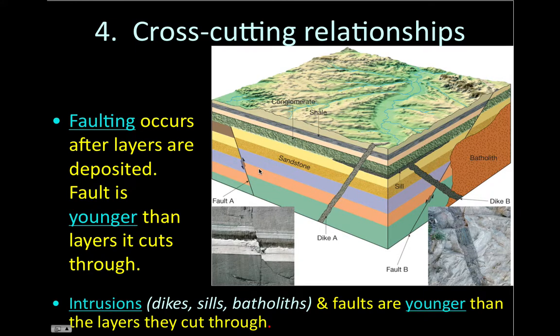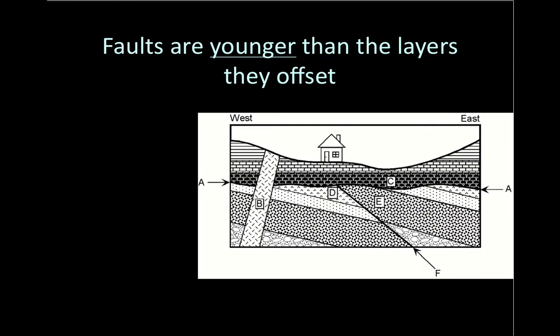Likewise with igneous intrusions, these are also younger than the layers that they go through. So the dike in the picture, the sill, the batholith, these all came after those original layers were deposited. The green, orange, purple, orange, and yellow layers were there. And this kind of makes sense because it's impossible to have a fault go through something if it's not there when the shifting happens. And so if you see faults in a picture, that tells you that they are younger than the layers that they offset.